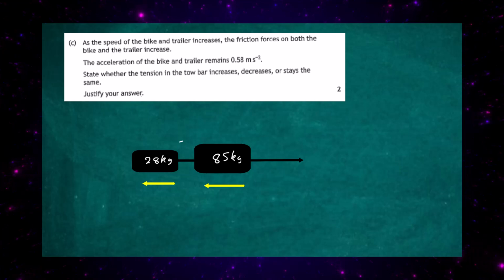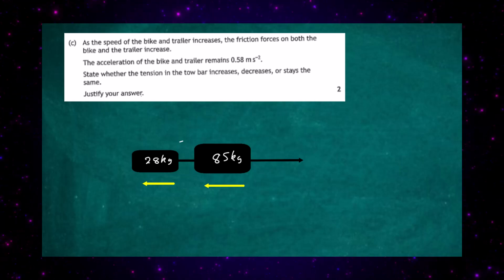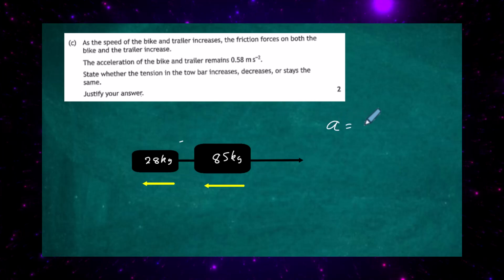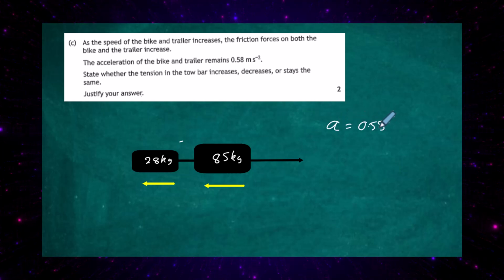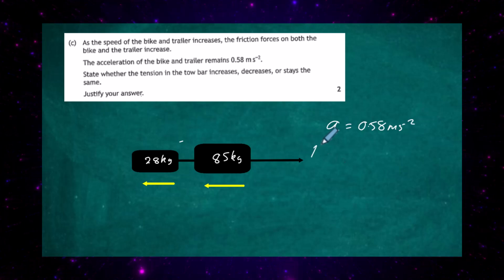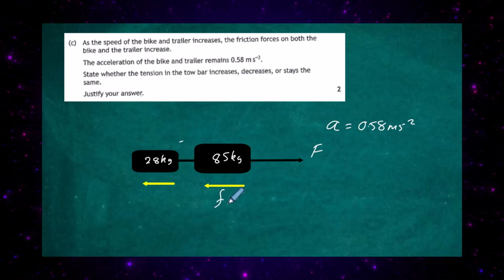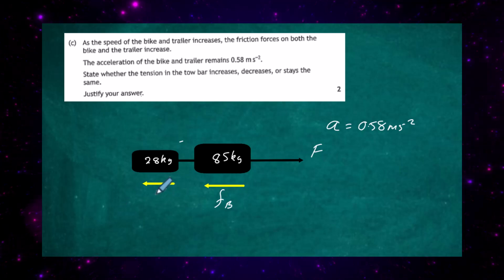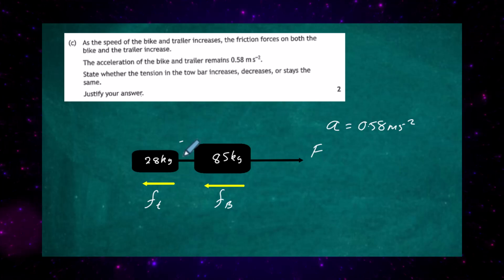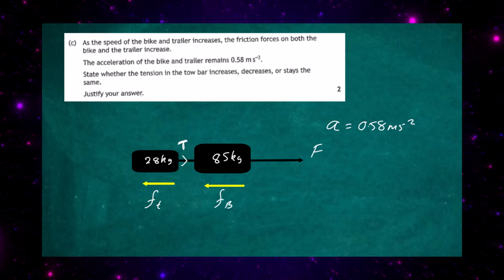Now, to justify our answer, we must show either by a calculation or by some equation how we can actually explain our answer. We know that the acceleration is going to be exactly the same as before, 0.58 meters per second every second. There's going to be a forward force acting on it, though we don't know what size that forward force is. We know there's going to be a force of friction due to the bike acting backwards, and a force of friction due to the trailer, which is acting backwards as well. And there's a tension in that cable, which is going to be T. Ultimately, that's what we're trying to find.